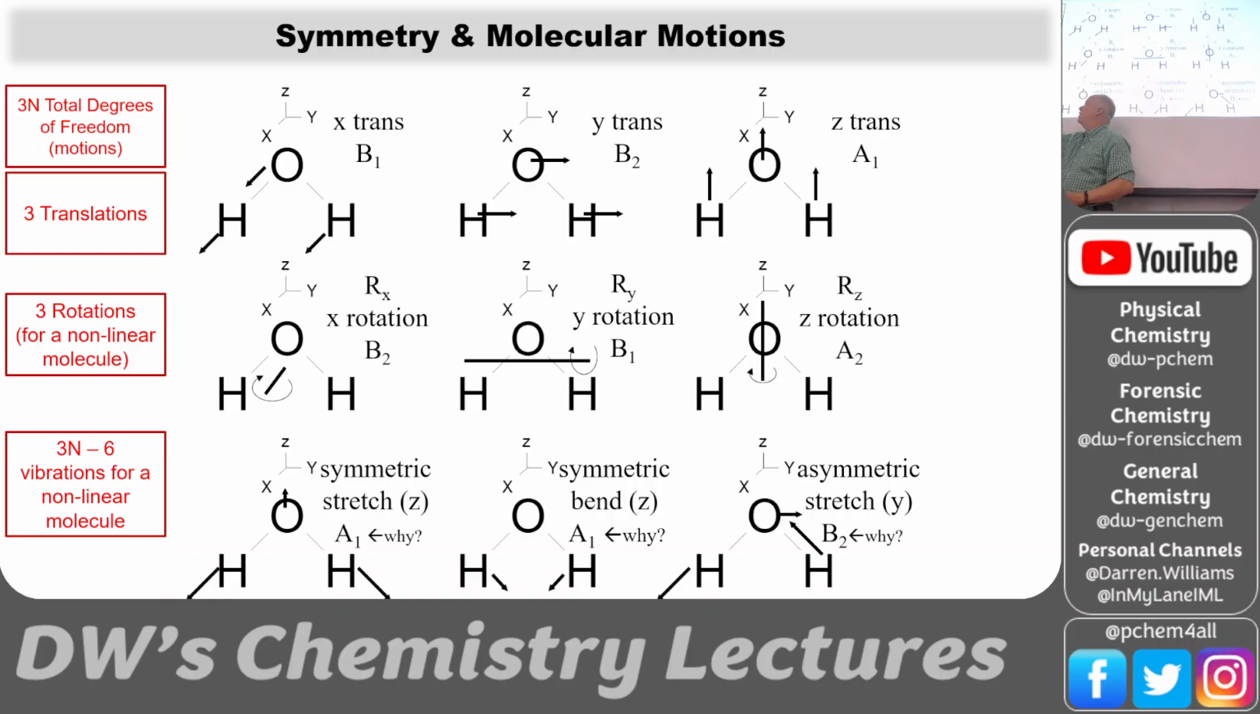For a linear molecule, it's 3n minus 5. So 3n minus 5, let me write that down too, so you know what I'm talking about. Right here, 3n minus 5.